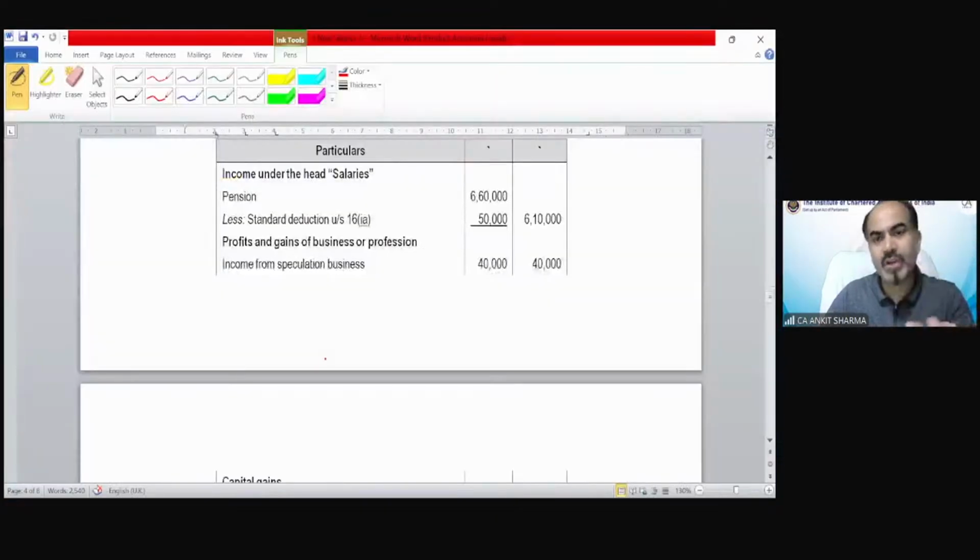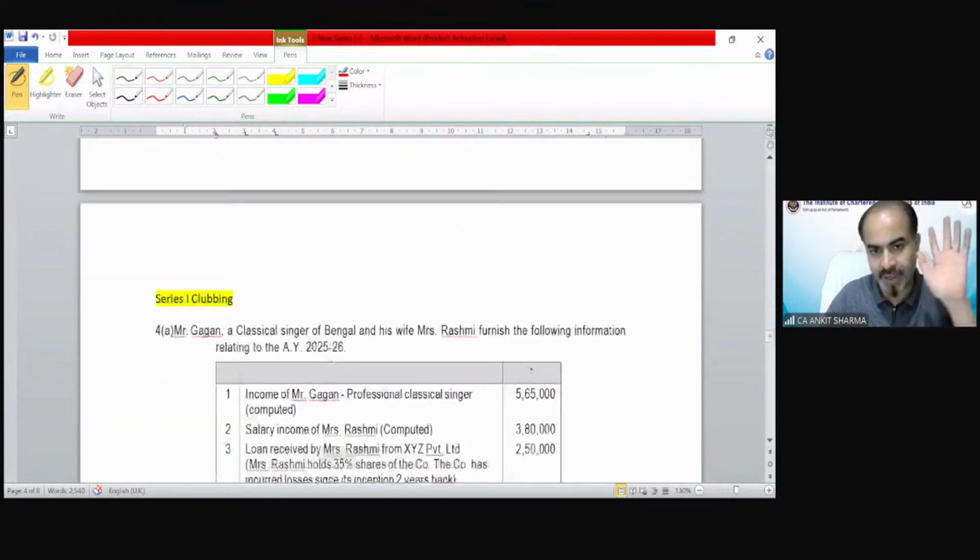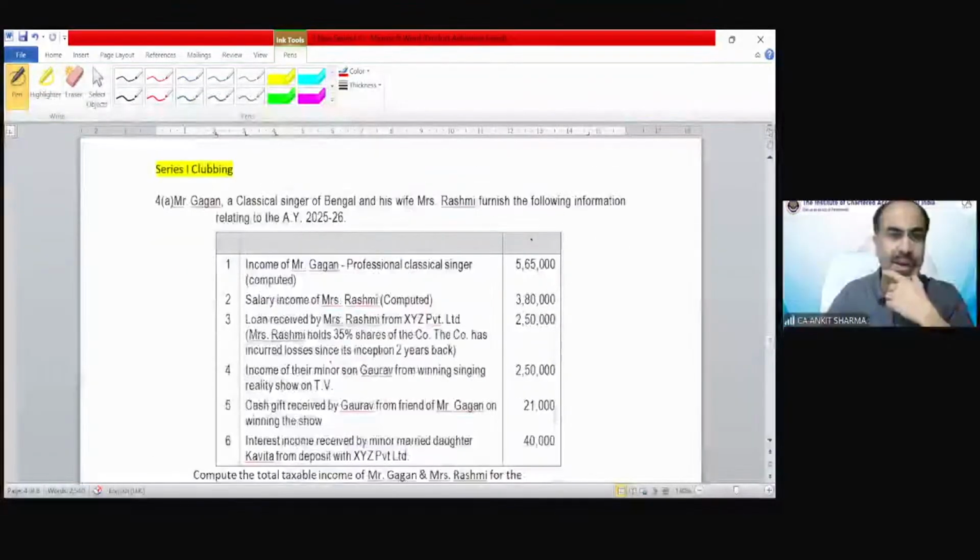The solution is also there. I will upload this sheet so you can see the solution also. And if there is any confusion, you can go through it. Okay. Now, clubbing question is there.